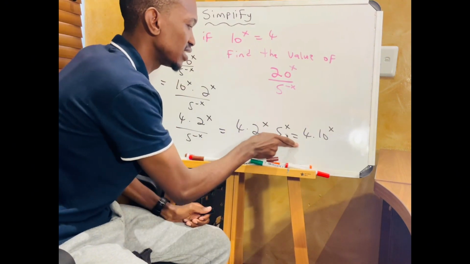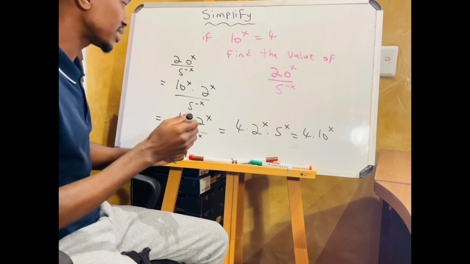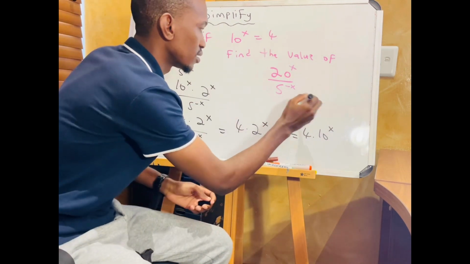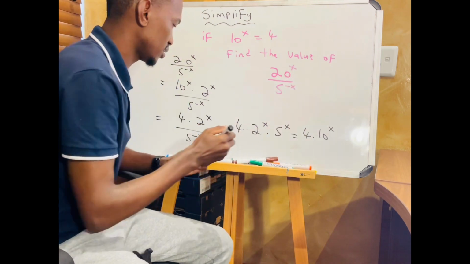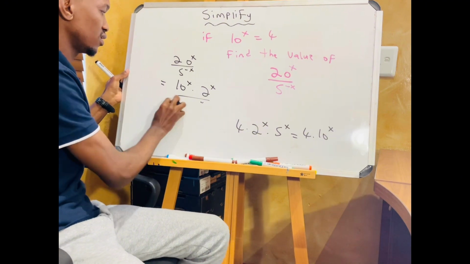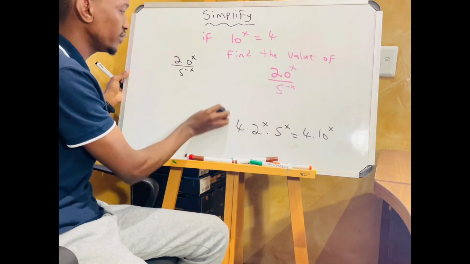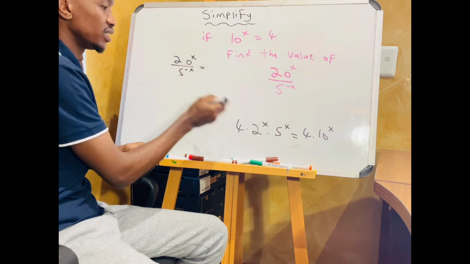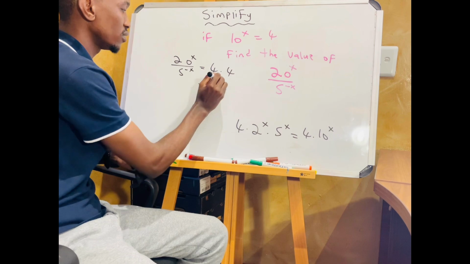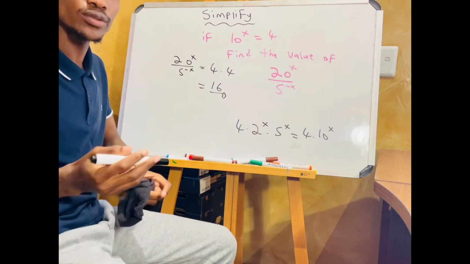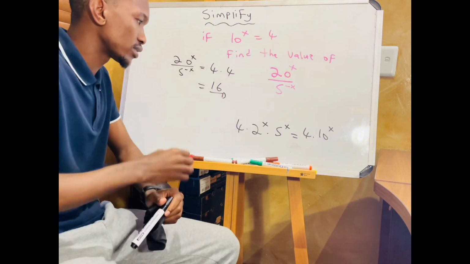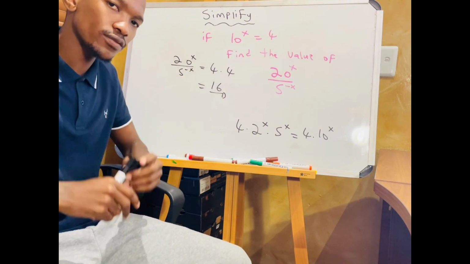So if you check this nicely, 10 to the power x is still what? 4. So meaning it's gonna be 4 times 4 where I see 10 to the power x. Then what is 4 times 4? 16. That is how you can get the answer. That is how you can get an answer. I hope this was a very helpful method for some.